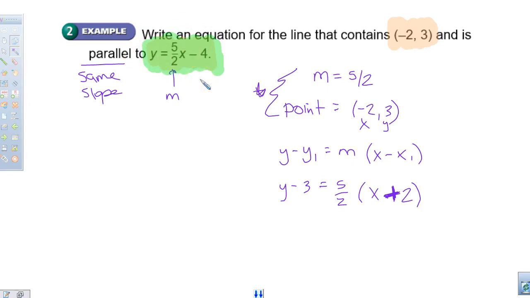But because this is written in slope-intercept form, our answer has to be in slope-intercept form. We learned the other day how to convert point-slope form to slope-intercept form. Eventually, I want to get this y all by itself. But before I can get rid of this -3, I have to use my distributive property on the right side. I get 5/2 x plus, when I multiply 5/2 times 2, those 2's cancel, and I get 5. And I've still got y minus 3.